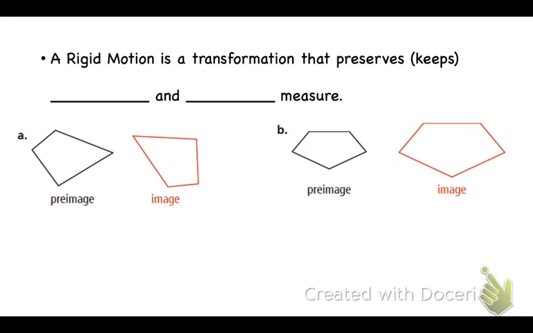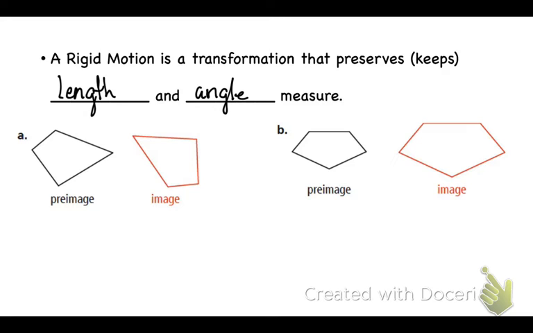Okay, a rigid motion is a transformation that preserves, also known as keeps, length and angle measures. Do you want me to write in something other than black, or is that okay? Okay. So it doesn't change the shape.